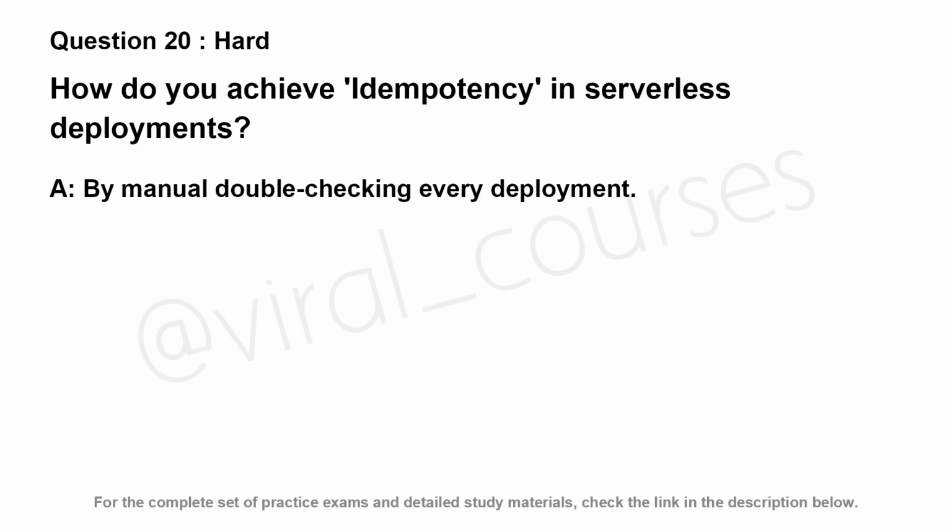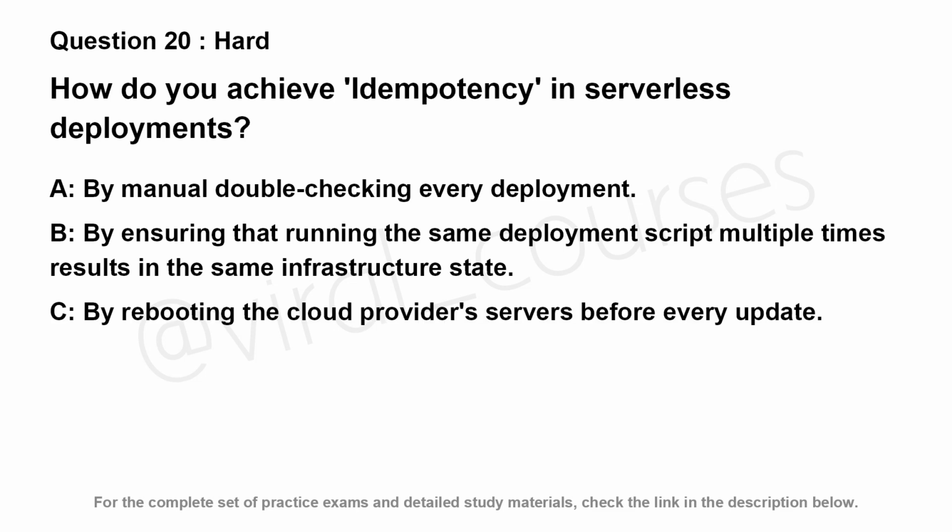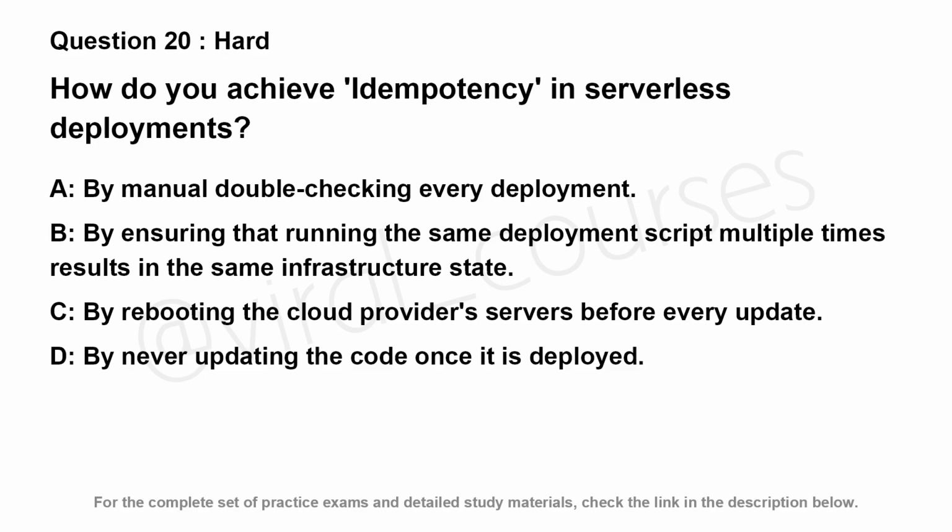How do you achieve idempotency in serverless deployments? Option A, by manual double-checking every deployment. Option B, by ensuring that running the same deployment script multiple times results in the same infrastructure state. Option C, by rebooting the cloud provider's servers before every update. Option D, by never updating the code once it is deployed.